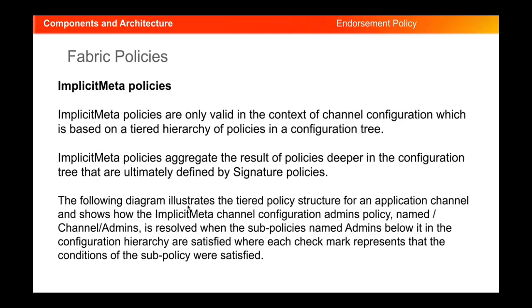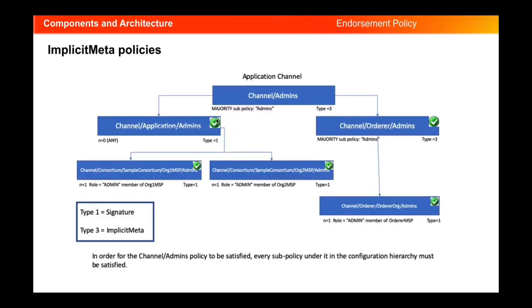The following diagram, which I'm going to show in the next slide, will show you how a tiered policy structure for an application channel works. It also shows the implicit channel configuration admin policies, and you can also see how the named channel admins is resolved, and when it is resolved, the sub-policies named admin below it are satisfied, where each check mark represents whether the condition of the sub-policies was satisfied or not. I'll again explain it to you in detail in this slide.